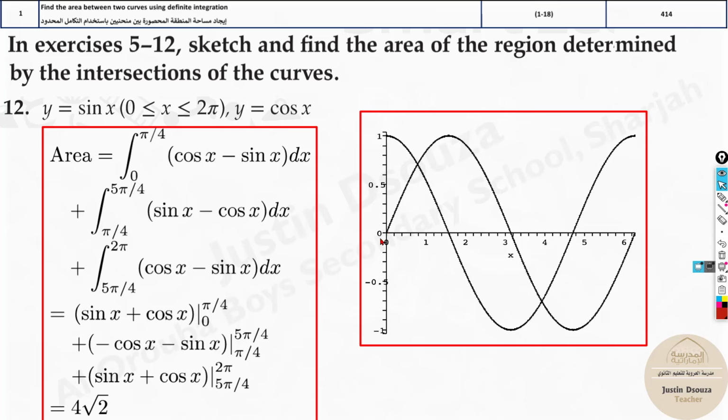So the first value will start at the first limit. See, it starts with 0 until where it intersects. It always intersects at pi by 4. For the next one, add pi again, it will be intersecting over there. If you know trigonometry thoroughly, then this is very easy. It starts from 0 to pi by 4. Next one, it will be from pi by 4 to 5 pi by 4. And then from 5 pi by 4 to the ending point where they have told us, 2 pi. Make sure you solve each of these values individually.